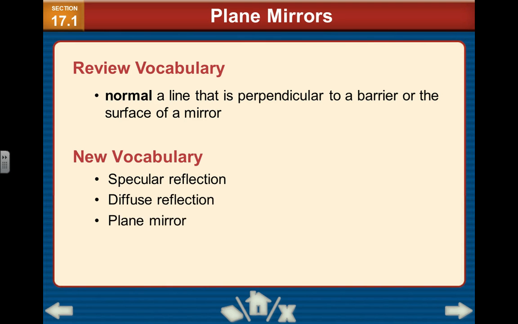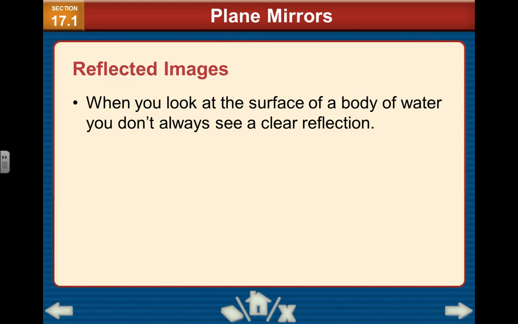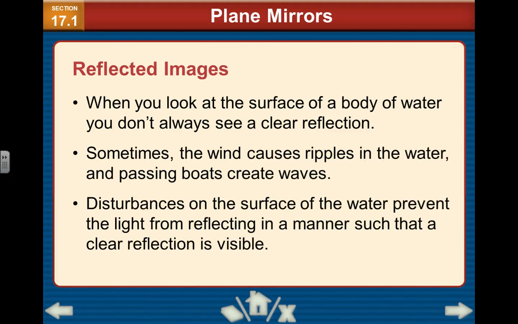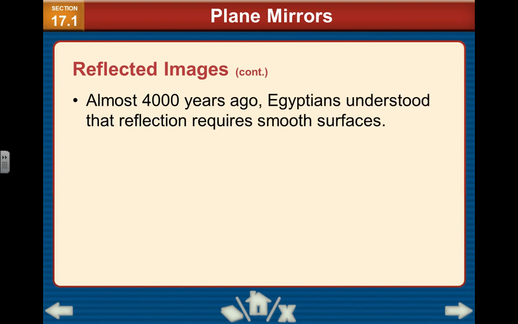So we're going to look at some of these new terms. Again, we've talked about these in class a little bit. So again, if you're looking at water, the ripples mean that you're not always going to get a nice clear reflection. If there's no ripples, then you're going to see it real smooth.